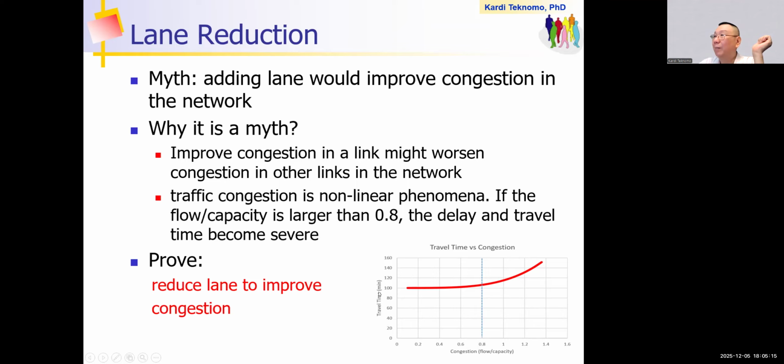Why did it happen? Because congestion is actually non-linear. So if your congestion level is below a certain number, for example, 0.8 or 0.6 here, you will see this is almost linear, right? But once you go above certain numbers, 0.6, suddenly it becomes non-linear. So the delay and the travel time become more severe.